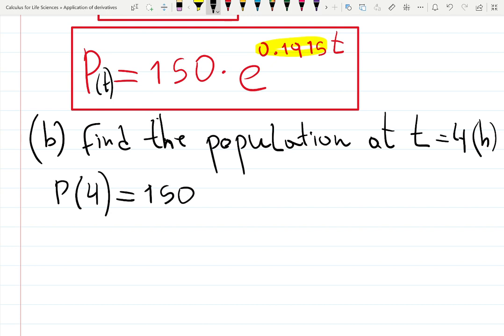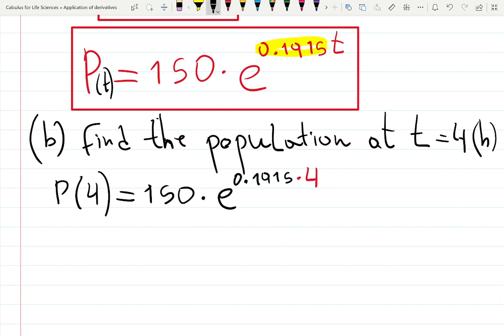150 was the original number of bacteria you started with. It keeps growing because it's multiplied by the exponential function with growing rate, which we just discovered. But instead of t, I will have 4. So we're waiting for 4 hours and see how it goes.